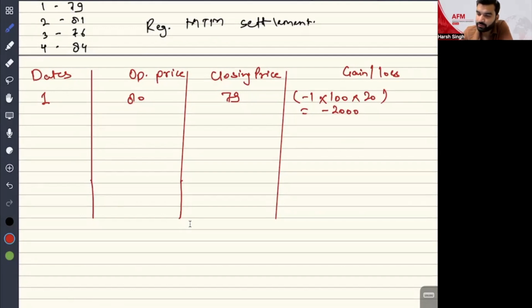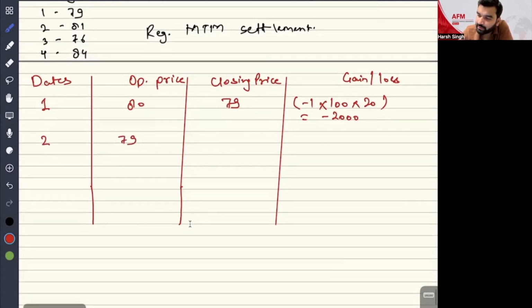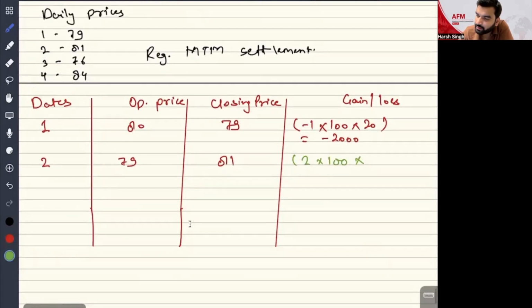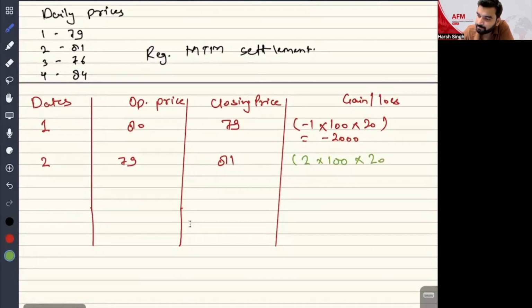This data is for day 1. Let's go to day 2. Opening price will be 79. Closing will be 81. So now over here we are profitable, by 2 rupees multiplied by 100, multiplied by 20, since we sold on the 3rd. 2 into 2 is 4, so 4,000 will be the profit. Plus 4,000. Now in MTM settlement, I will have to make a payment of 2,000 on that day. The other day I have to take back 4,000.